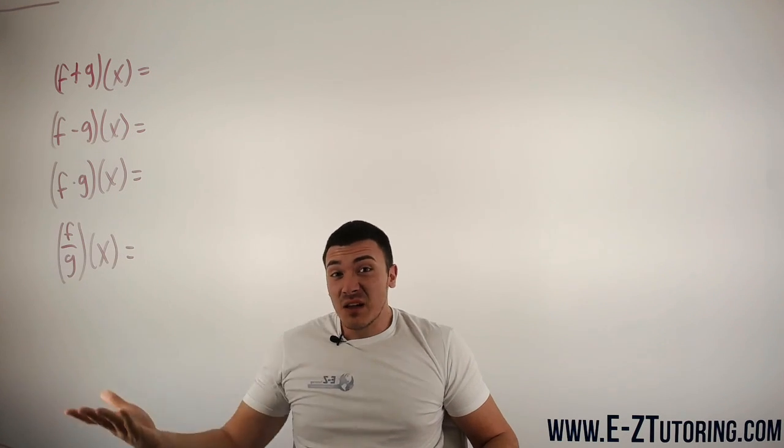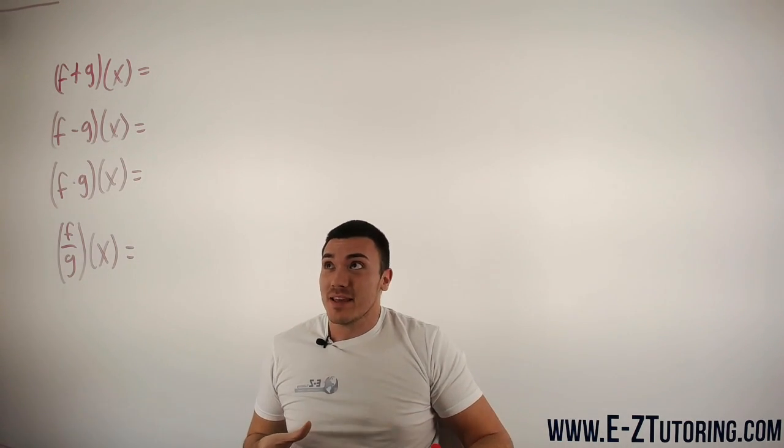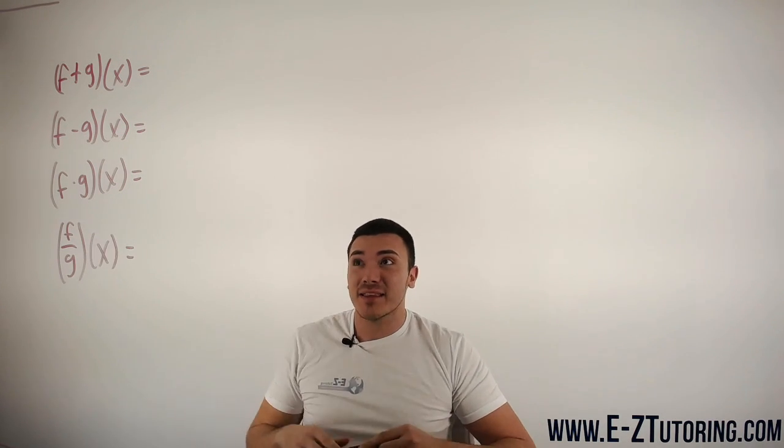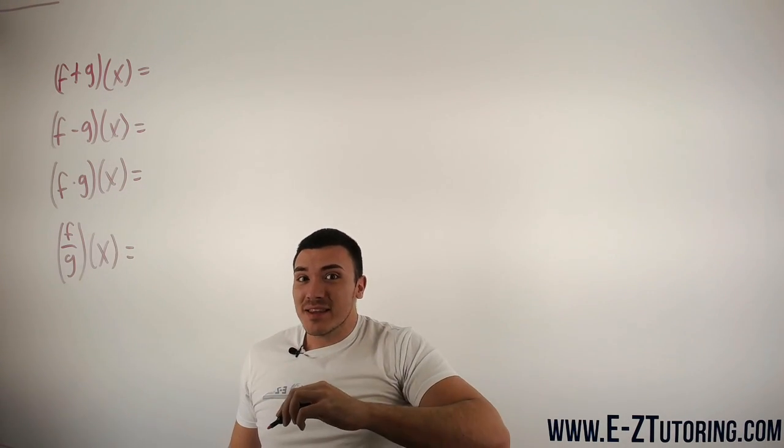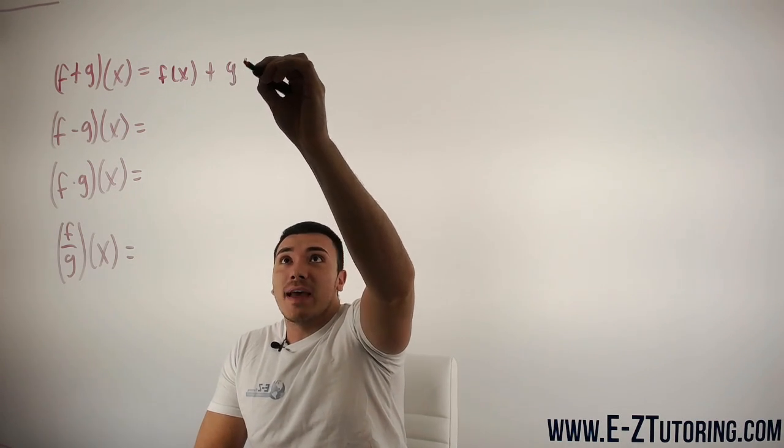So these may look a little bit confusing. f plus g of x. I know some people may think this is f plus g times x. But really all this is f of x plus g of x.